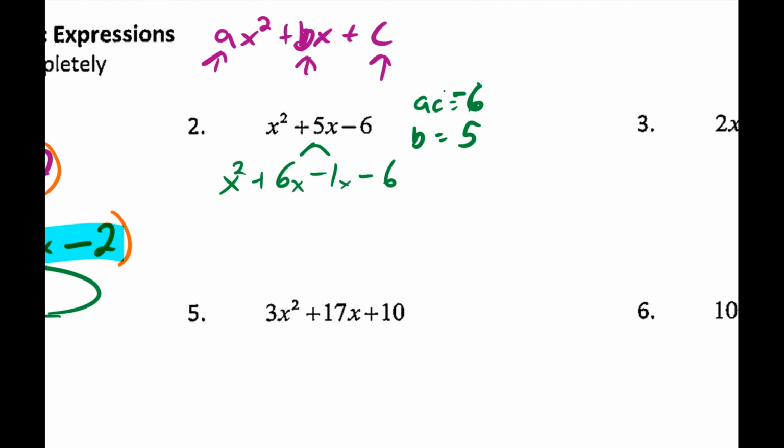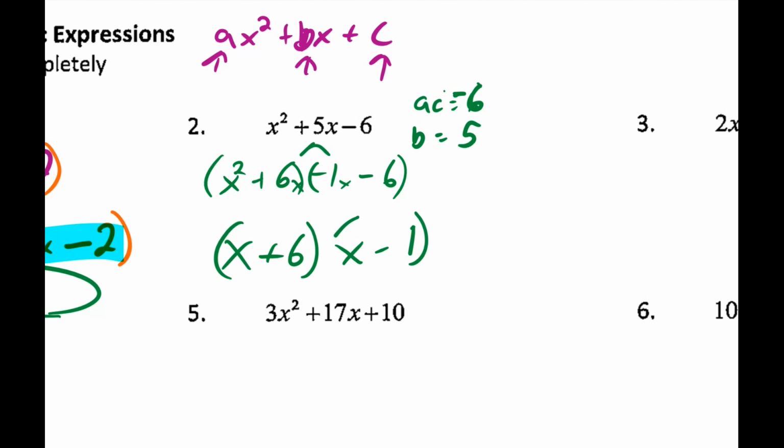From here, we can go ahead and factor the first two and factor the last two, just like we did on the last problem. And what we're going to end up with, if we follow that pattern, is x plus 6 and x minus 1. And you can see how that's very similar to the last one. But I want you to draw your attention to the fact that positive 6 and minus 1 were the two numbers that we got right from the beginning.